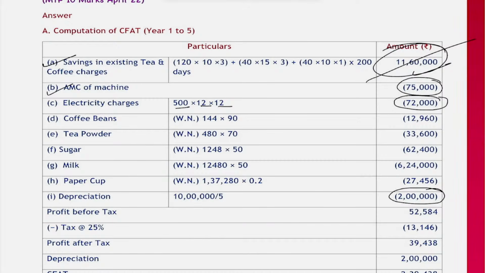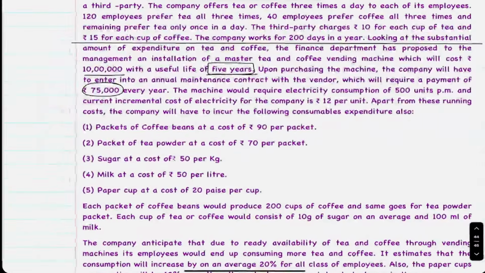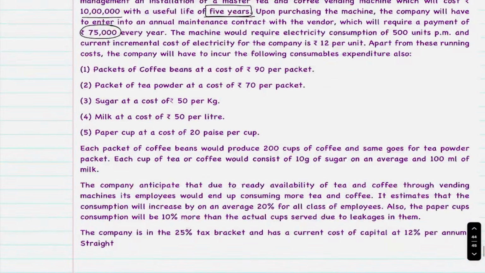2 lakh rupees. How much? 2 lakh. Listen carefully from here. 1, 2, 3, 4, 5. 5 adjustments are there. These 5 adjustments are extremely important. The remaining is very easy to calculate. Tell me.